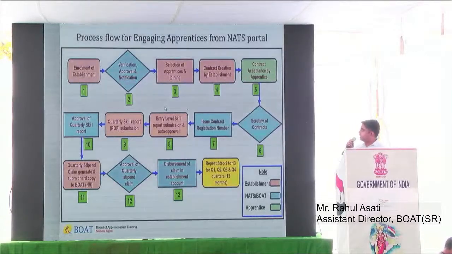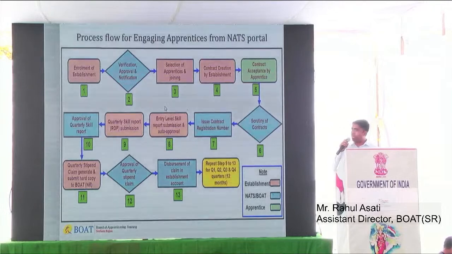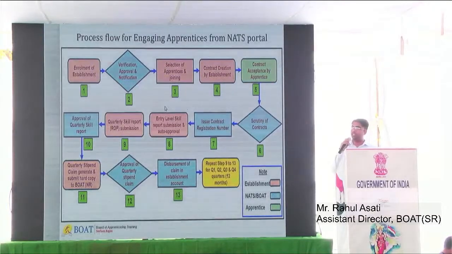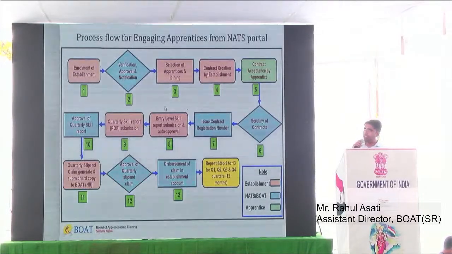So you can see this step number 11. You can start the claim process after this quarter 1 performance. Respectively, you can also raise it for quarter 2, quarter 3 and quarter 4. So this is the process from the enrollment of the establishment to getting the stipend from the board office.